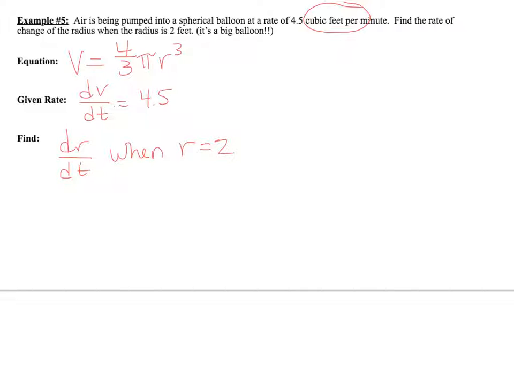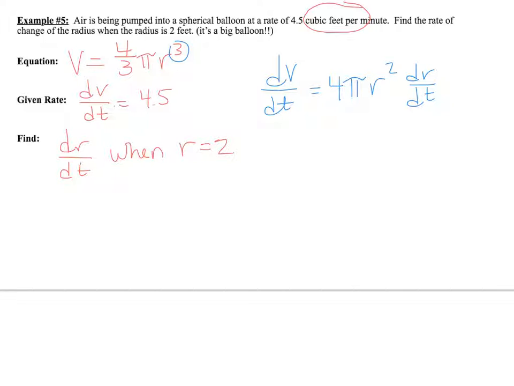Time for us to go to our related rates equation. So dV/dt is equal to 4/3 pi r cubed. I want the derivative of that. When I take that 3 and bring it down using the power rule, it's going to cancel out the 3 in the 4/3. So I'm going to have 4 pi r squared dr/dt.